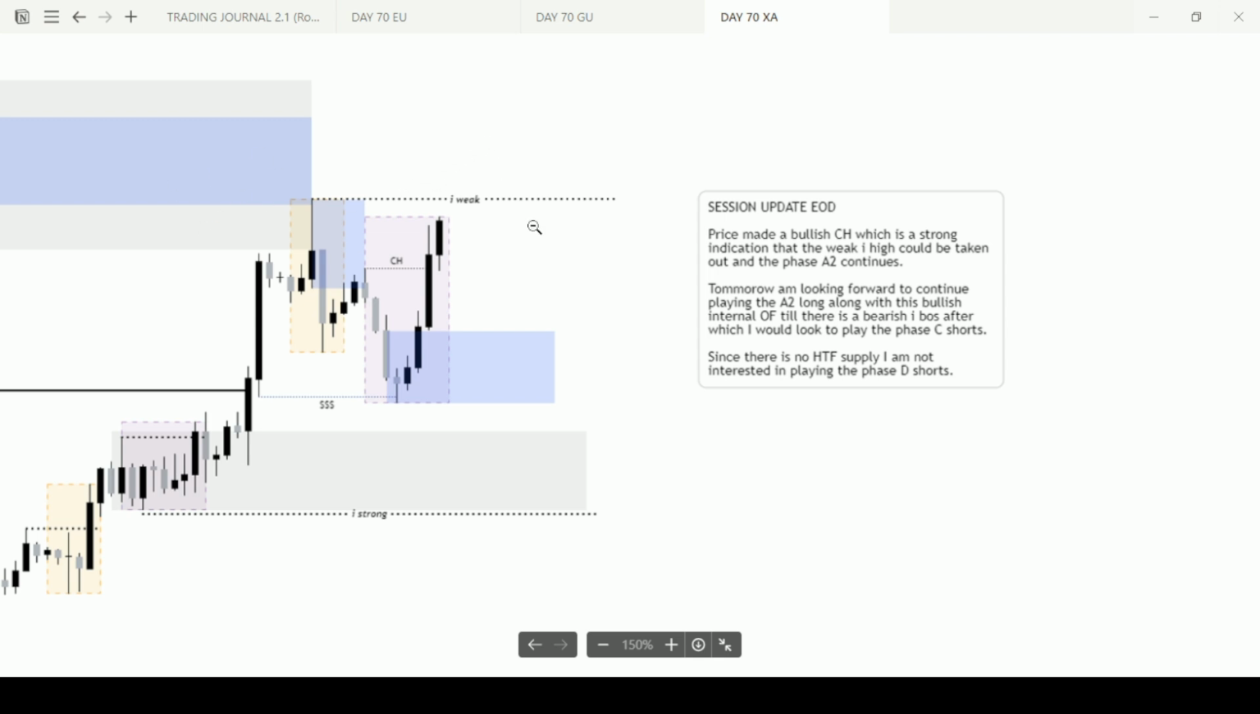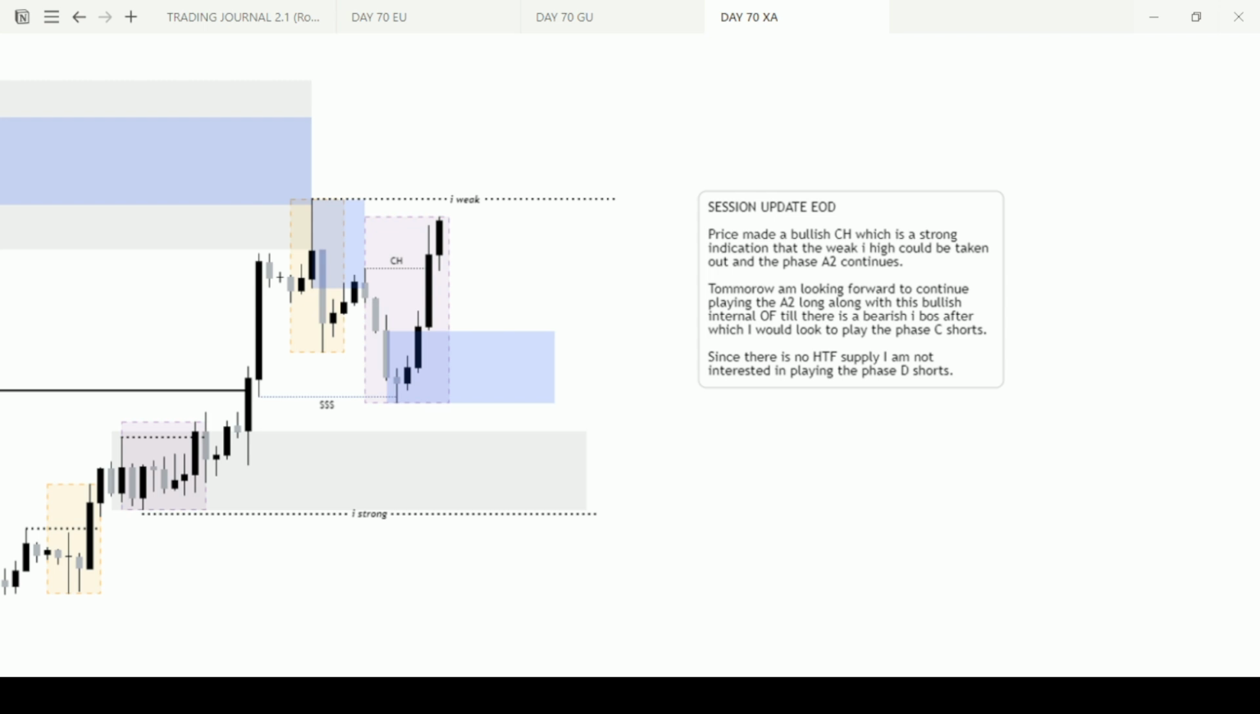So obviously, if that is the case, price can again pull down and take out the buy side liquidity above this 4R POI. Since there is no high time frame supply, I'm not interested in playing BHC short. For gold, the gold is actually in the all-time highs, so there are no higher time frame POIs to the left. So I can just look to play the A2 shorts till the price makes a bearish high box.